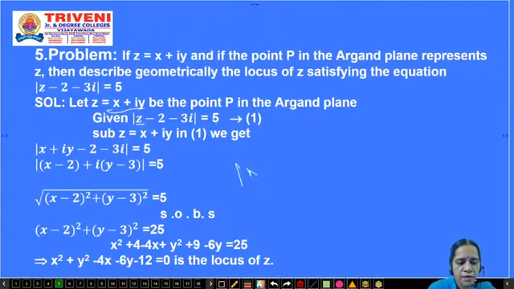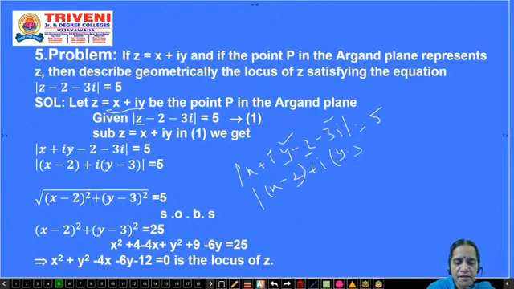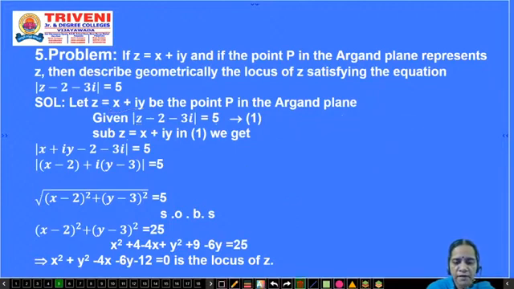Mod of x plus iy minus 2 minus 3i is equal to 5. We have to rearrange as real parts. What is the real part here? Minus 2, and the imaginary parts are plus i into y minus 3 is equal to 5. What is the mod z? The value of mod z is square root of a square plus b square.